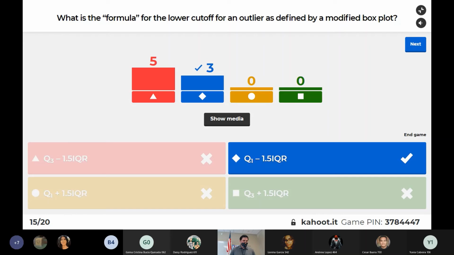And the correct answer is Q1, the first quartile, minus 1.5 times the interquartile range, or IQR. Anything less than that value would be considered an outlier. And we can also find the upper bound by adding 1.5 times IQR to the third quartile.